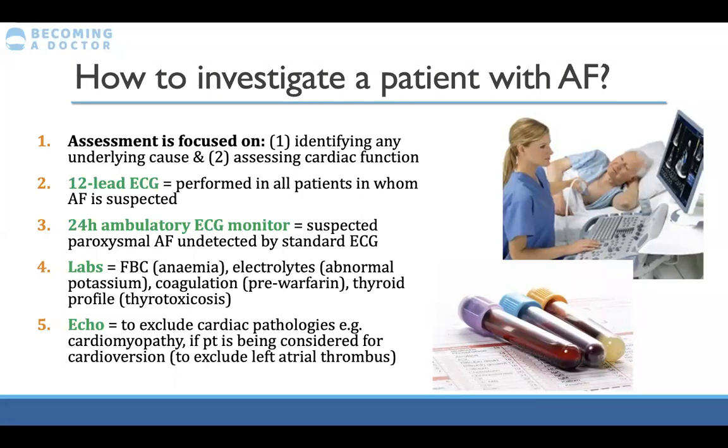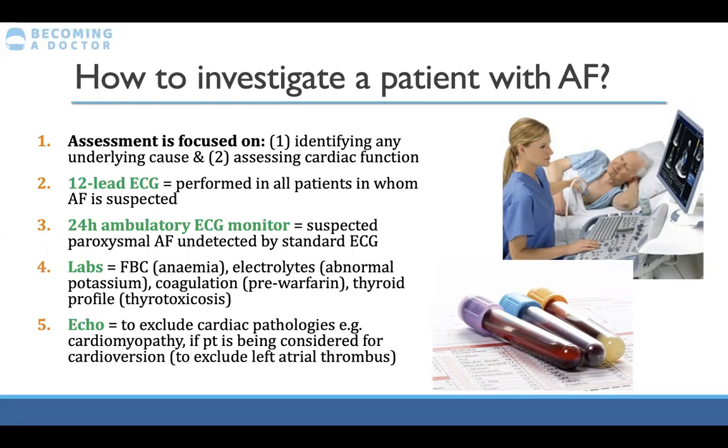In patients with suspected paroxysmal AF that has gone undetected by standard ECG, you can perform a 24-hour ambulatory ECG monitor. That's for if you suspect asymptomatic episodes or symptomatic episodes that have occurred less than 24 hours apart. In terms of your blood tests, you want to be looking at your FBC, your renal function and electrolytes, for example, for any abnormal serum potassium levels, which can potentiate an arrhythmia. Your LFTs, your thyroid function, because thyrotoxicosis can sometimes present with AF, and a coagulation screen if you're going to be giving the patient warfarin.